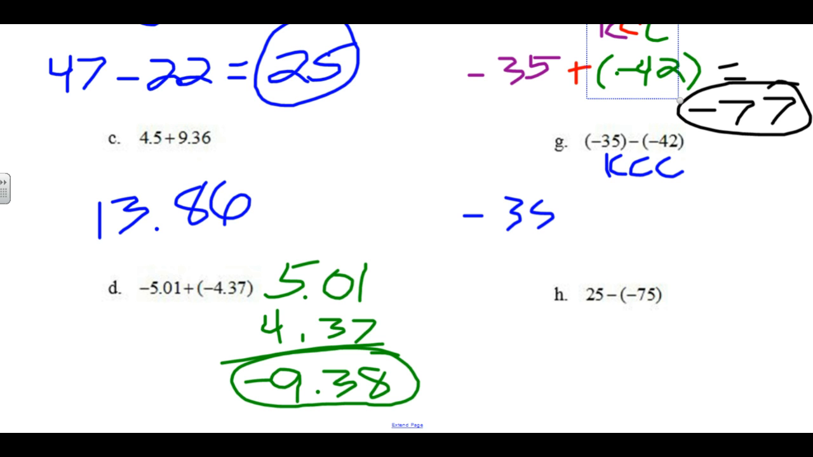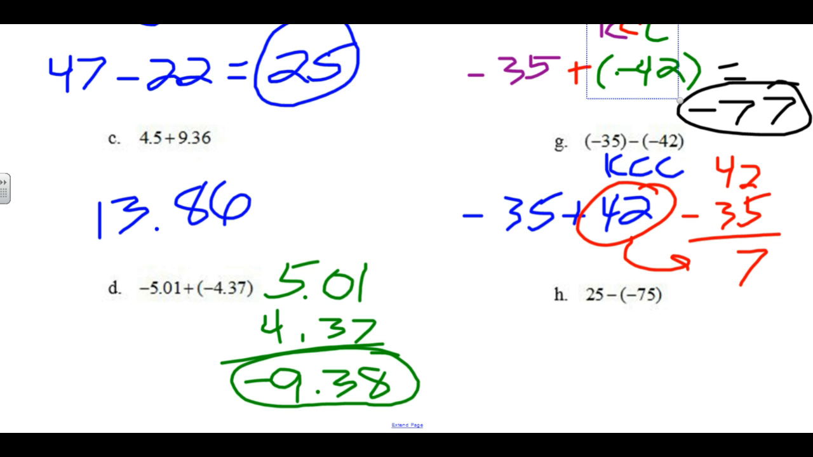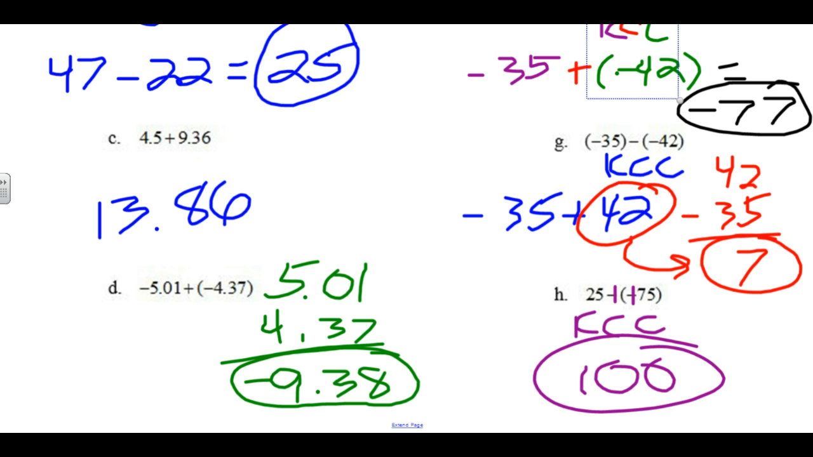Negative 35 plus a positive 42. Now our numbers have different signs, so we're going to subtract their absolute values. 42 minus 35 is 7. And in this case, the 42 has a greater absolute value than negative 35, so our answer is going to stay positive at positive 7. And finally, for letter H, with keep, change, it's 25 plus 75, and 25 plus 75 is just 100.